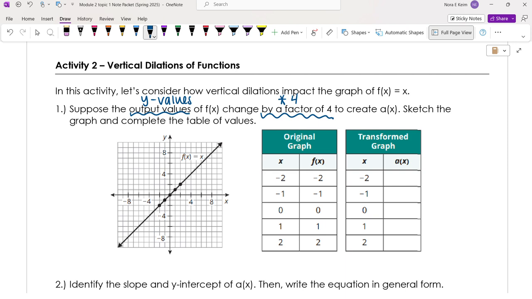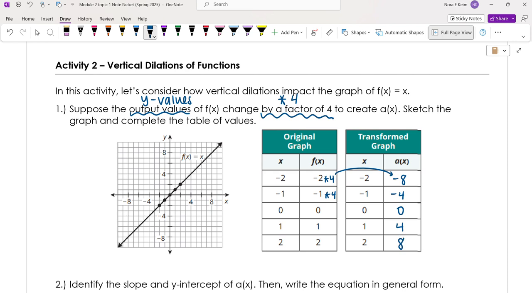So if I take negative 2 times 4, I now get an output value in a of x of negative 8. If I multiply all of these f of x output values by 4, I will get the new output values for a of x at negative 8, negative 4, 0, 4, and positive 8.